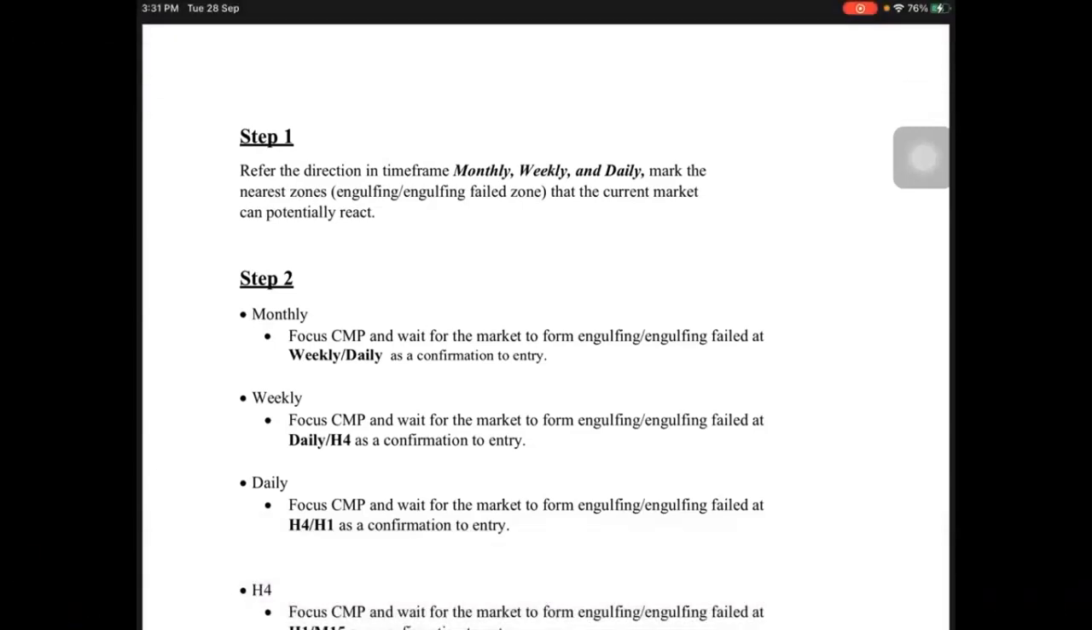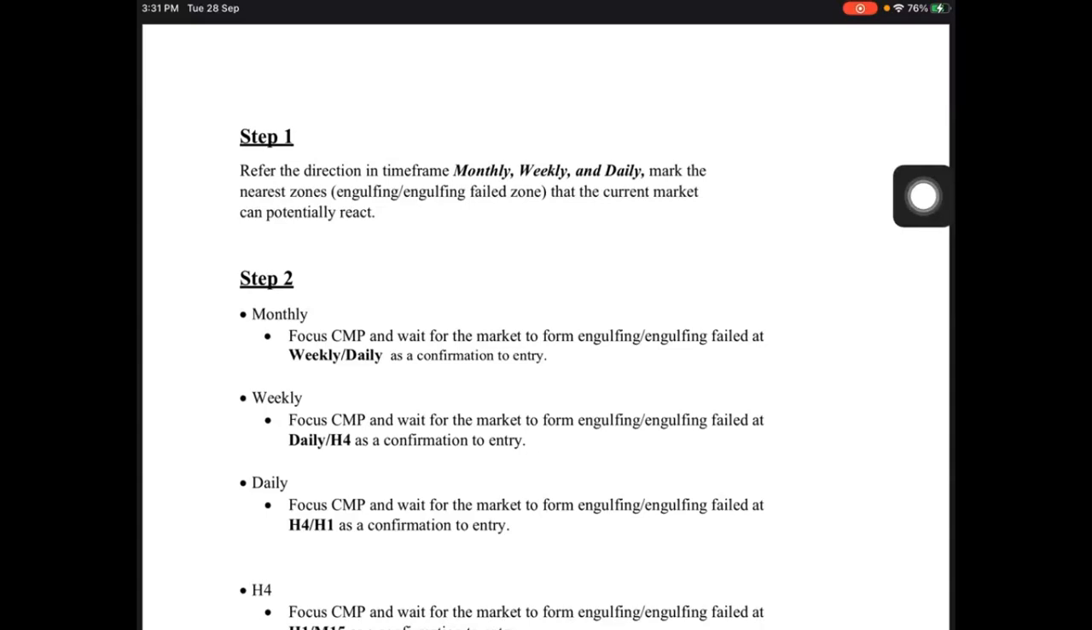Okay, so in this video, I'm going to explain to you guys my full SOP on how I entry. Alright, so step 1, we have to refer our direction in monthly, weekly, and daily. The first thing we do is mark the nearest zone, either engulfing or engulfing fill zone that the current market price can potentially react. This is my first thing.